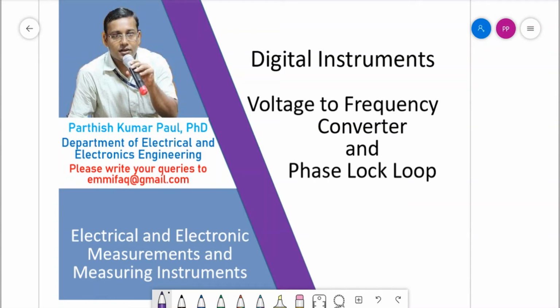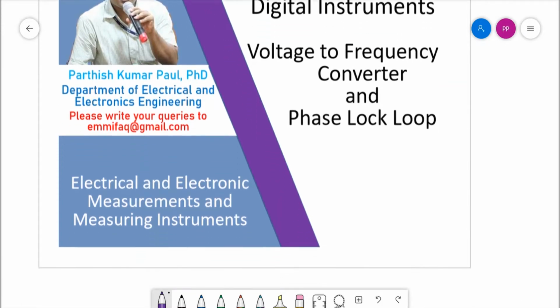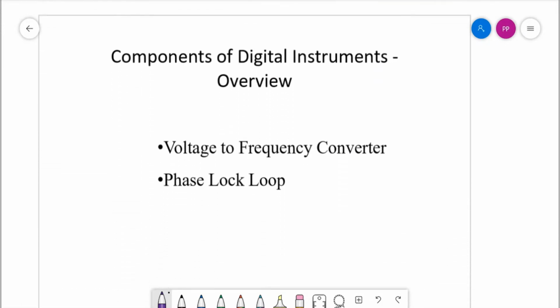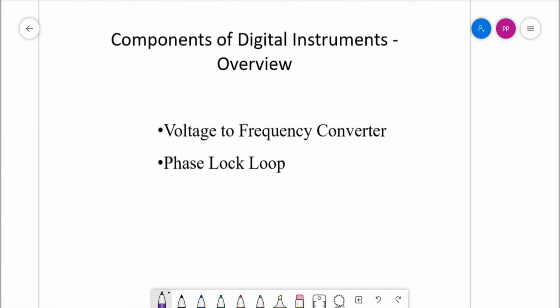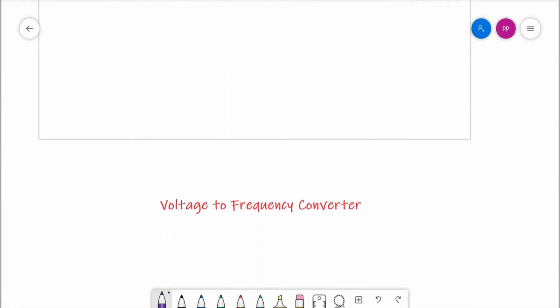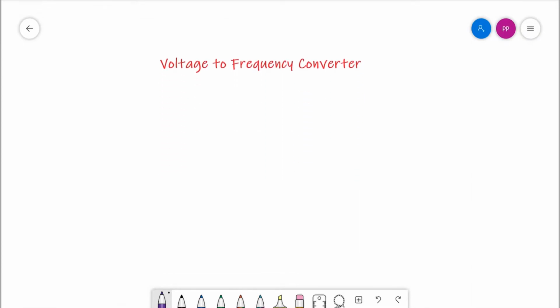Welcome friends. We are learning about the components of digital instruments, and in this series today we are going to learn two new concepts. These are the voltage to frequency converter and the phase lock loop. So let us learn one by one how these components of the digital instruments play the role when we design a digital instrument. So we start with the voltage to frequency converter.